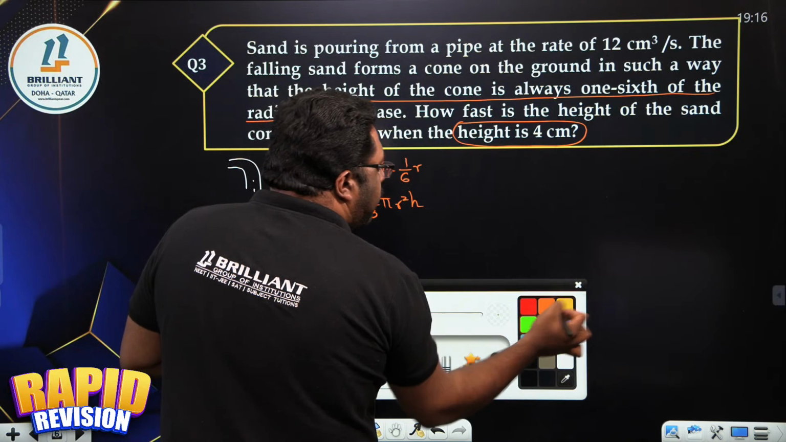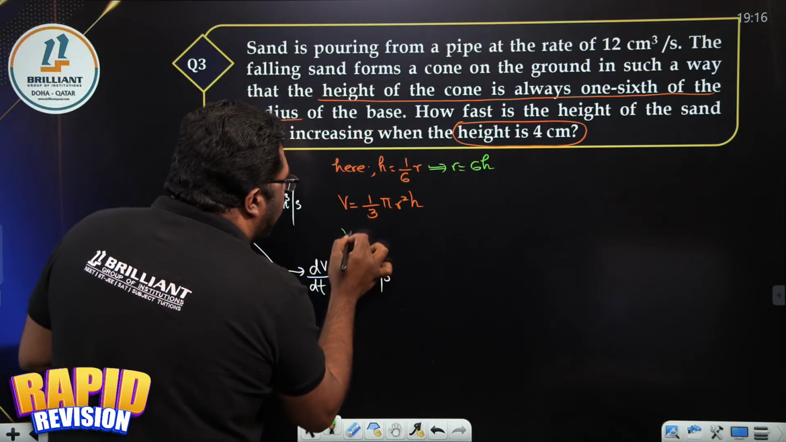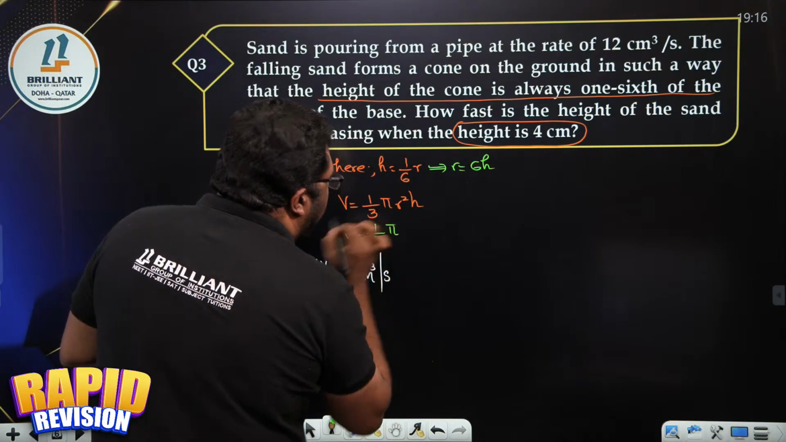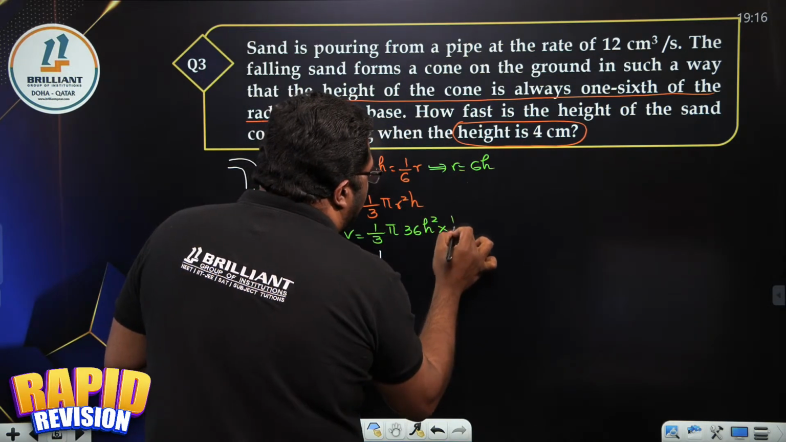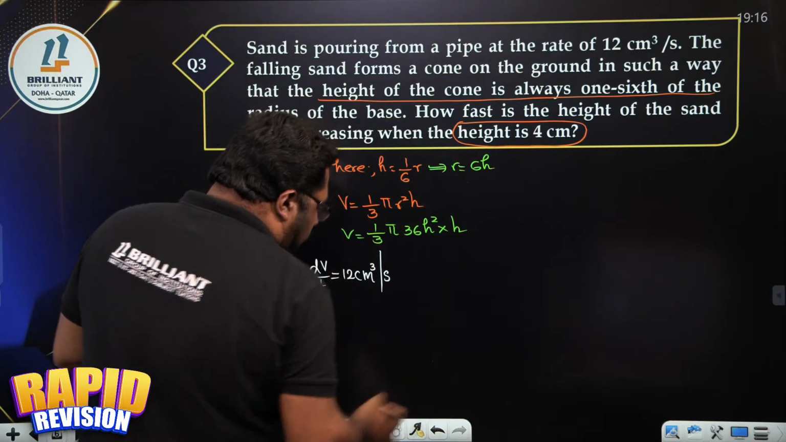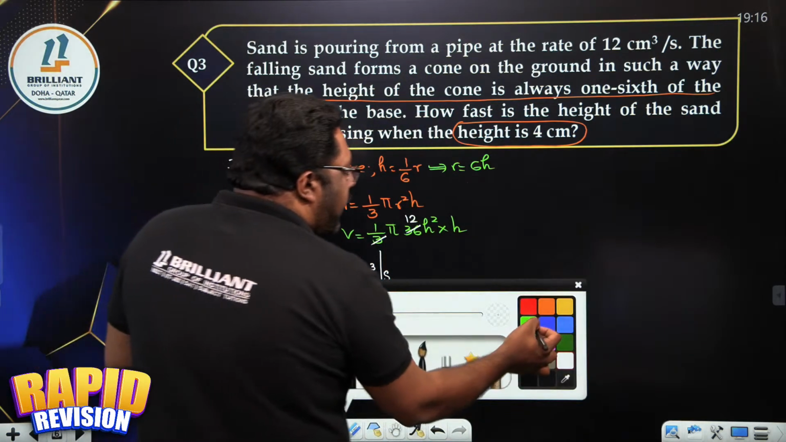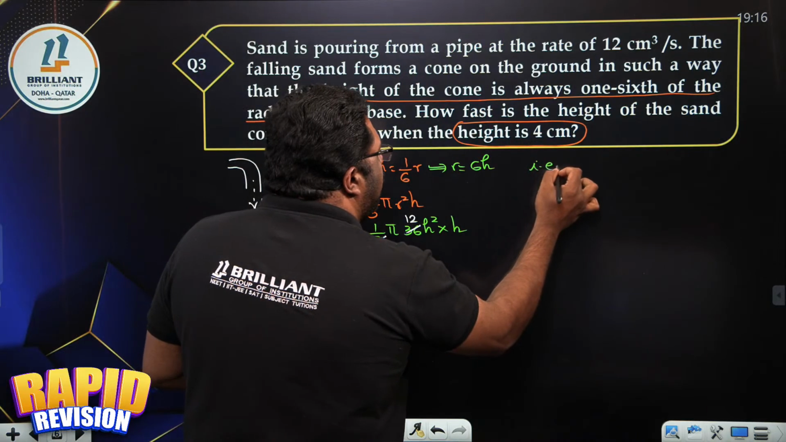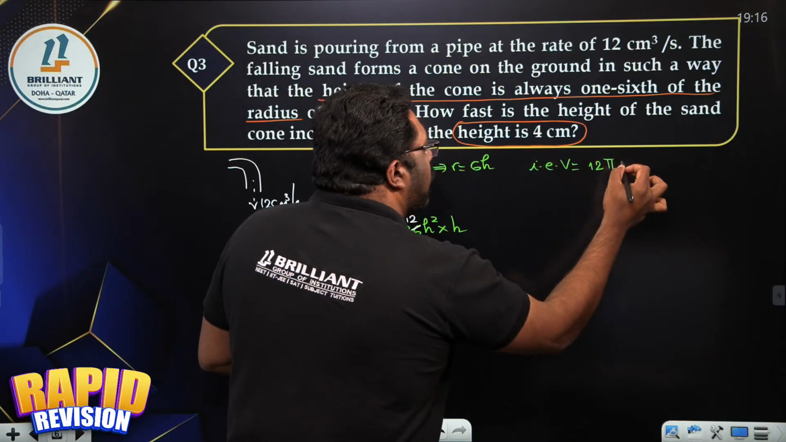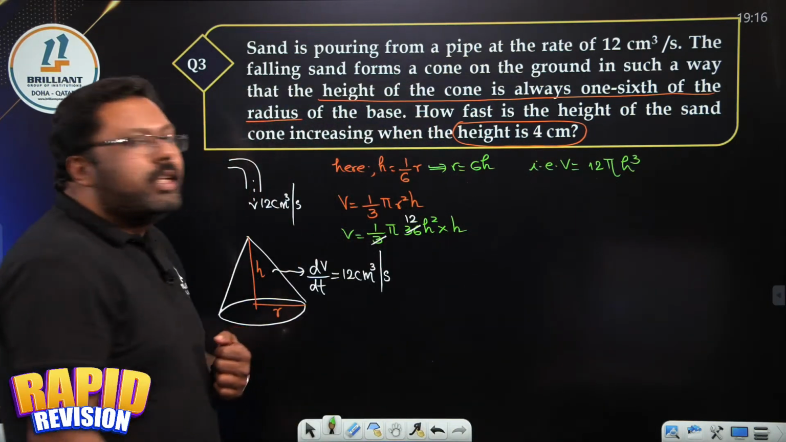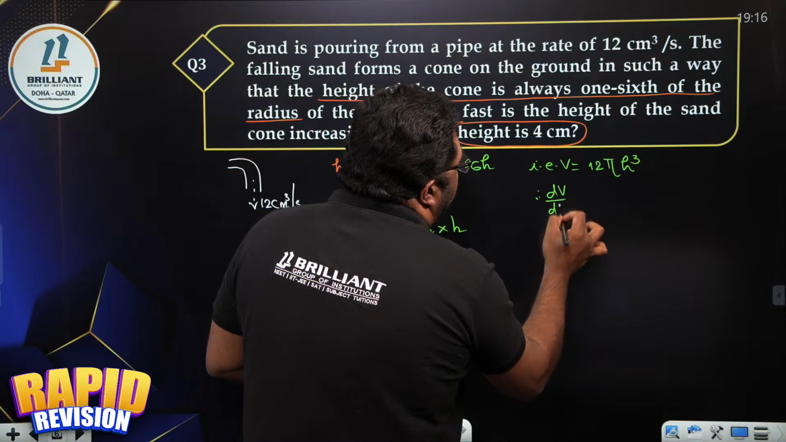So from this expression, can I say that radius is 6 times height? So my volume can be 1/3 pi (6h) squared, which is 36h squared, into h. Now all of you please simplify, you're going to get a volume expression only in terms of a single variable, that is volume is equal to 12 pi h cubed. Now let's measure the change. Therefore, what is the change in volume? dV by dt.